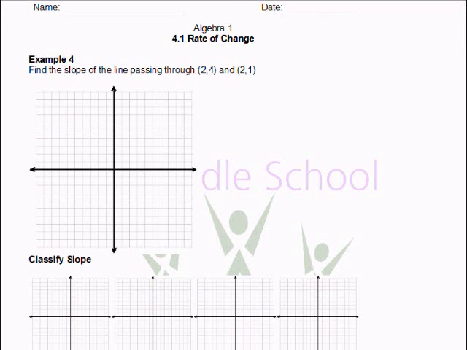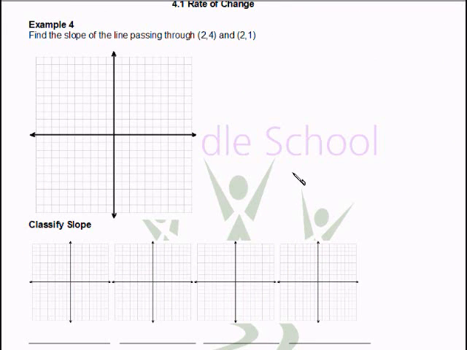Example 4. Find the slope of the line passing through (2, 4) and (2, 1). Once again, I have my 2 points, x, y. I'm not very good at drawing. Okay, so my second point is (2, 1). My first point is (2, 4). I'm going to subtract them. Before I do that, I'm going to go ahead and plot them. I'm going to plot 1, 2, and then up 1, 2, 3, 4. My second one is 1, 2, and I'm going to go up 1.